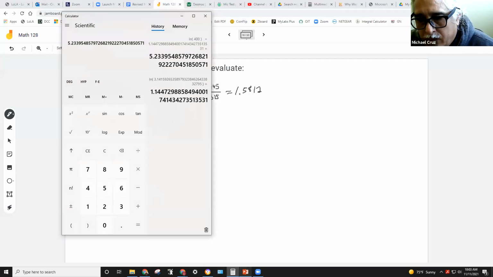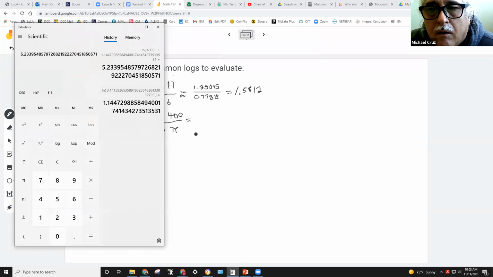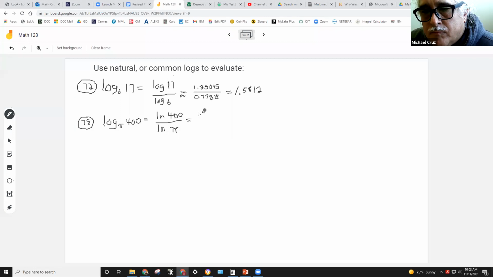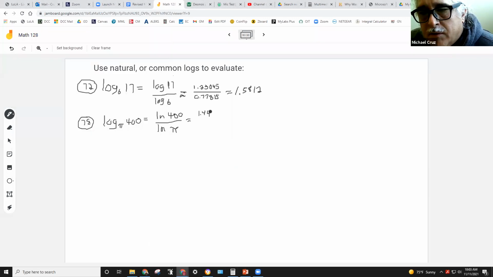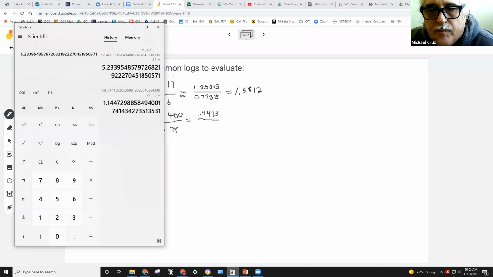All right, so what it looks like is 1.4473. And here's the funny thing about it. If we did the natural logarithm, it would come out to a different numerator and denominator, but the ratio would stay the same. So again, there's no wrong way to do it.